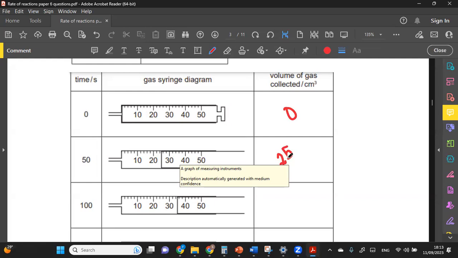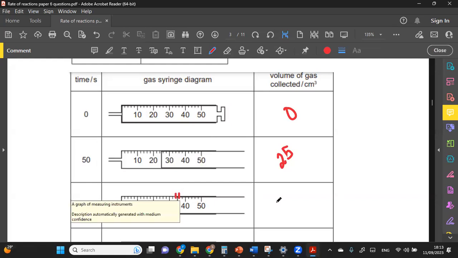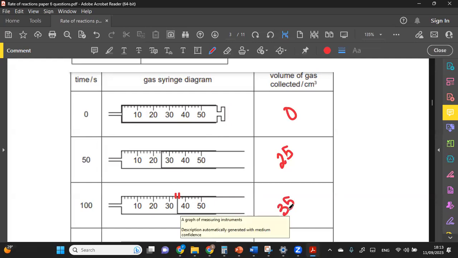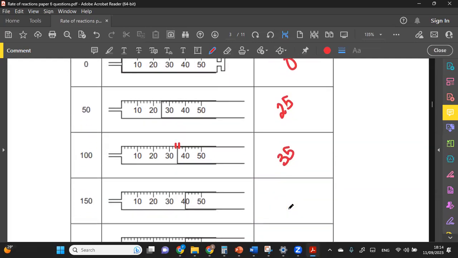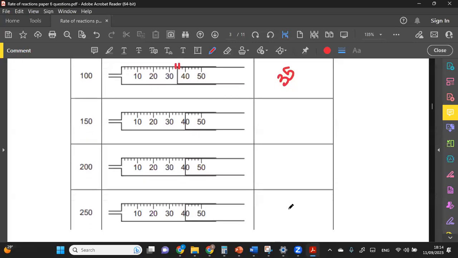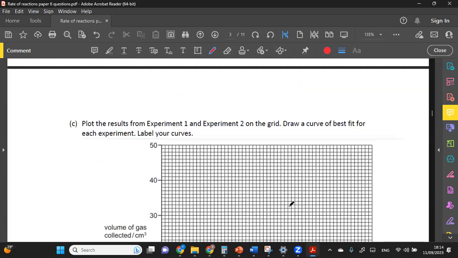It's 35 or 34? See, it's between 34 and 36, so it's in the middle. This is 34 and this is 36, so it's actually 35. After that, what should be the value? 40. Yes. After that, 40 again, and 40 again. Yes, correct. Good.